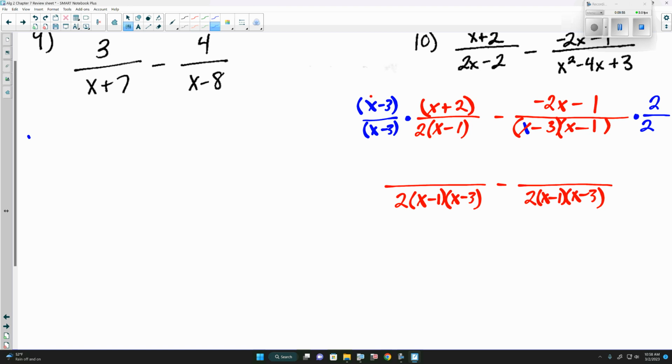So the one on the left, we need to actually distribute this out. x times x is going to be x squared. x times 2 is going to be plus 2x. Negative 3 times x is going to be negative 3x. And negative 3 times 2 is negative 6. We have to multiply those through. The same with the other side. We have to multiply the negative 2x and negative 1 by 2, which gives us negative 4x minus 2.